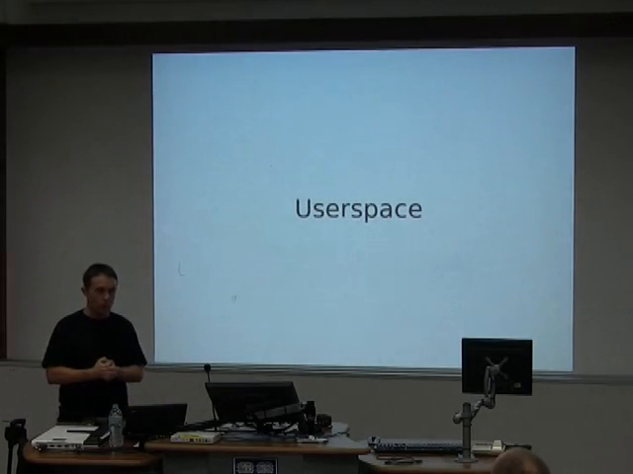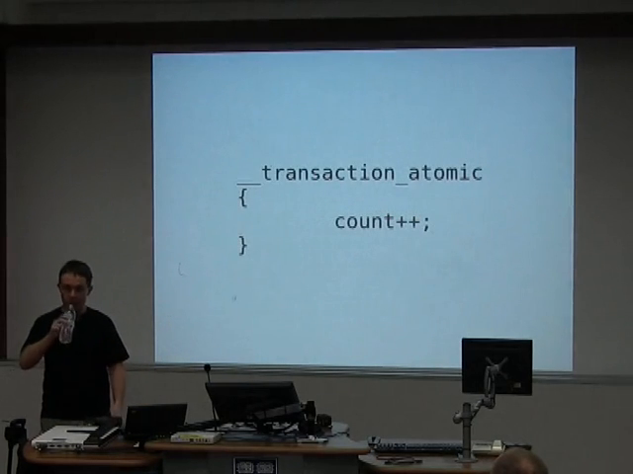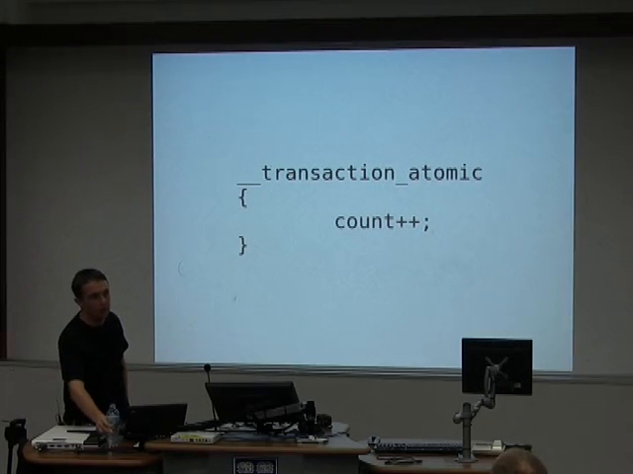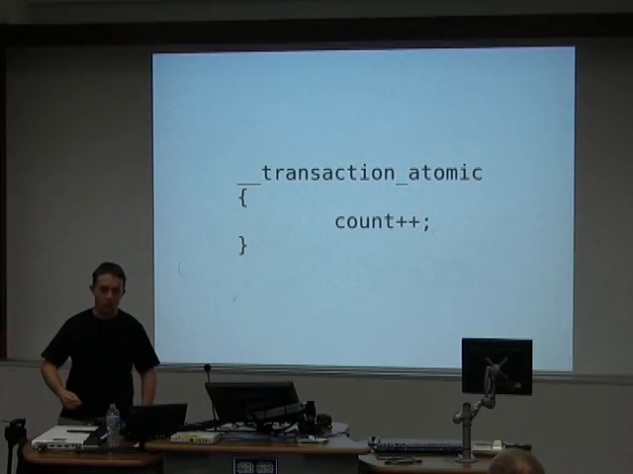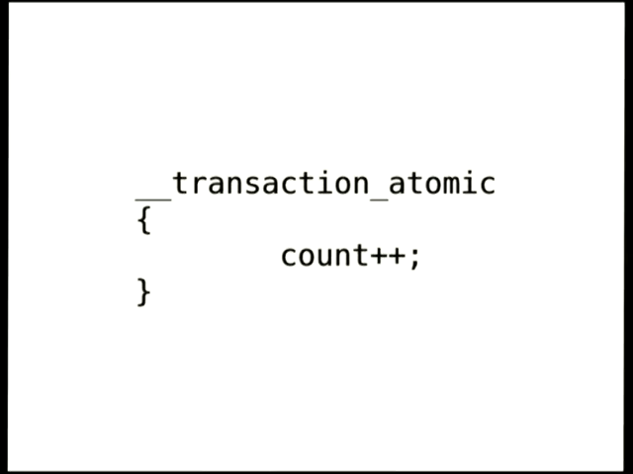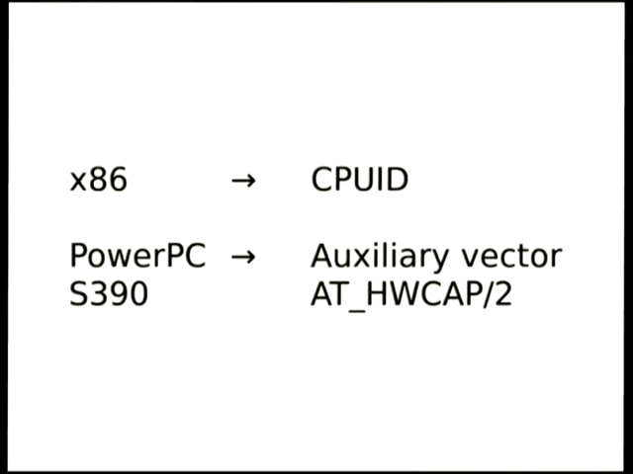So outside of the kernel, well, what about user space? Well, obviously you can just do this, right? So you can just use that in GCC. And eventually that will fall back to hardware transactional memory, when it's supported in GCC on the different platforms, and in the meanwhile it'll use software transactional memory. If you want to know if your hardware actually supports it, on x86 you can use CPUID, PowerPC and S390 use the auxiliary vector, the hardware capability field in the auxiliary vector, and that'll tell you.